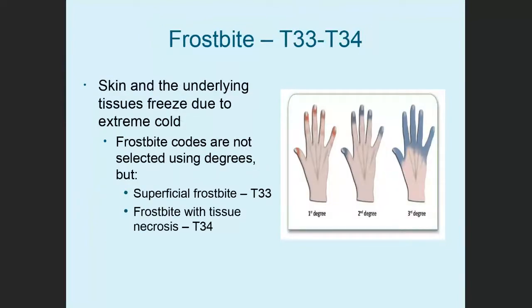Okay, so let's talk about frostbite. These are listed in categories T33 and T34. Frostbite occurs when the skin and the underlying tissues freeze due to extreme cold. Now, while it's easy if you go on the internet to find first degree, second degree, third degree, that's not how the coding's done. The coding is superficial frostbite, T33, frostbite with tissue necrosis, T34.